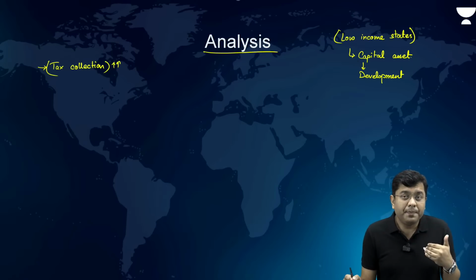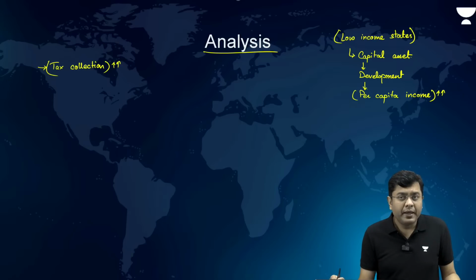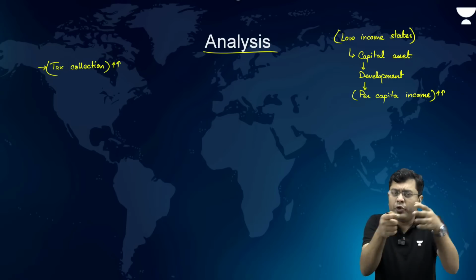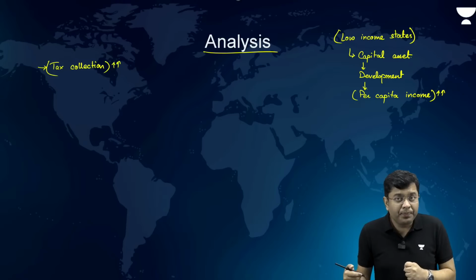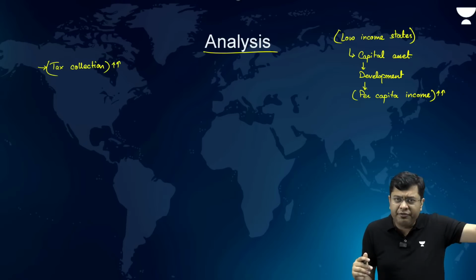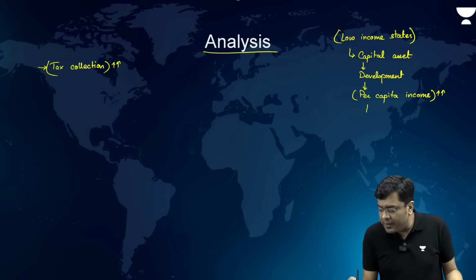Economic development will happen. Economic development will happen means what? Per capita income will improve. Per capita income overall for these low income states will improve. Once the per capita level improves, that is each and every individual, let's suppose in Odisha, in Rajasthan, they start earning more, what will happen? They will buy more things. They will now think of buying air conditioners, air purifiers, household commodities, capital assets, etc. They will buy. So that would improve the demand.